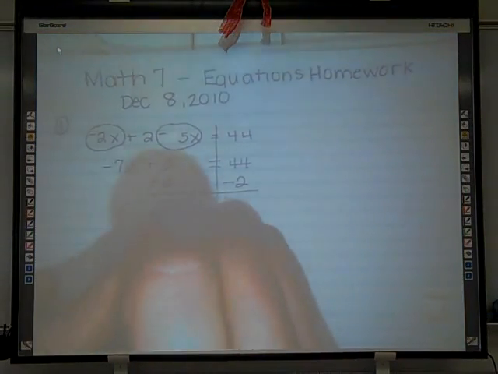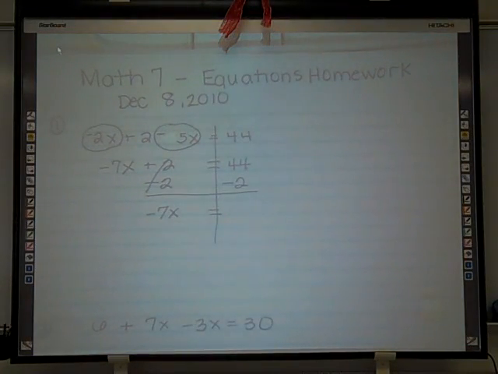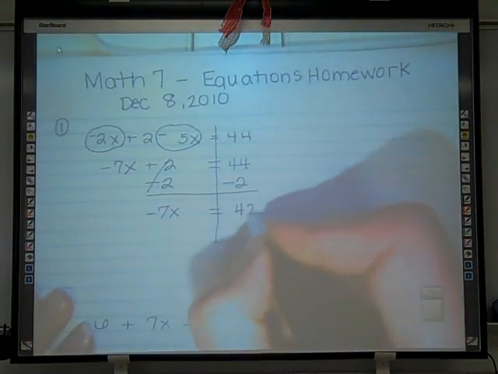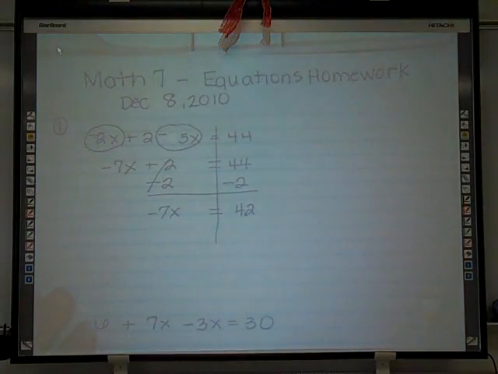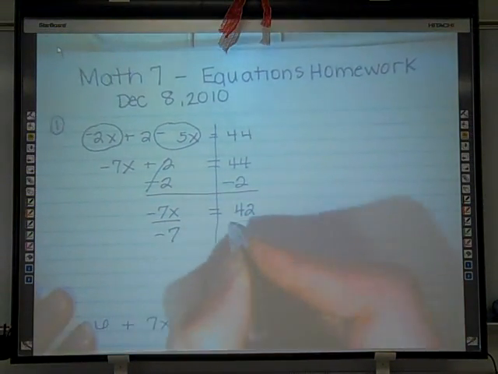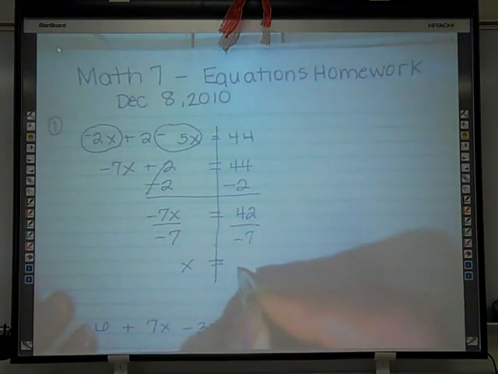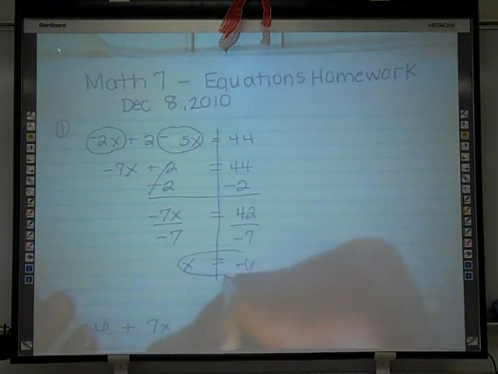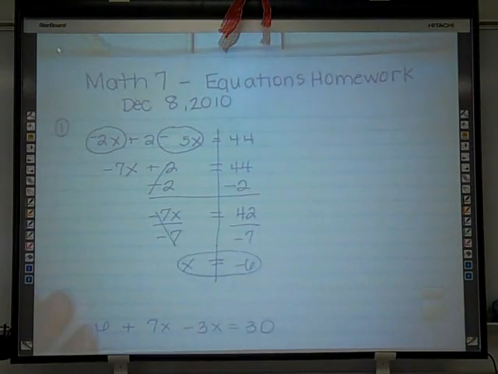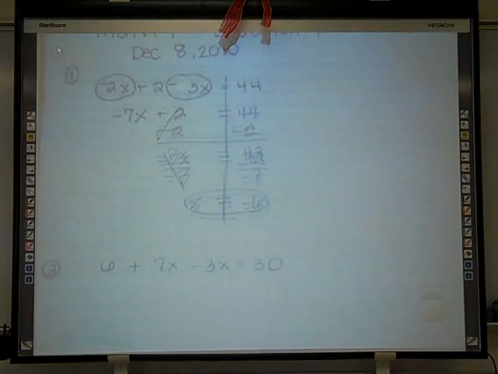So I get negative 7x equals 42. Last step, divide both sides by negative 7. So x is going to be equal to negative 6. So variables were on the same side, combine them together. Number 2.